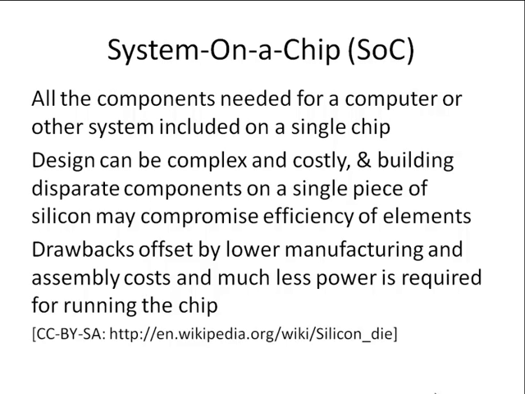Overall, designing a system on a chip can be complex and costly, and putting all of these disparate components onto a single piece of silicon may compromise efficiency of some elements, but the drawbacks are offset because you only have to make one chip to make your complete thing. Assembly costs are going to be much lower because you have fewer things to combine when you're actually manufacturing, and you're going to use a lot less power for running the system than if you've got lots of different chips and components.